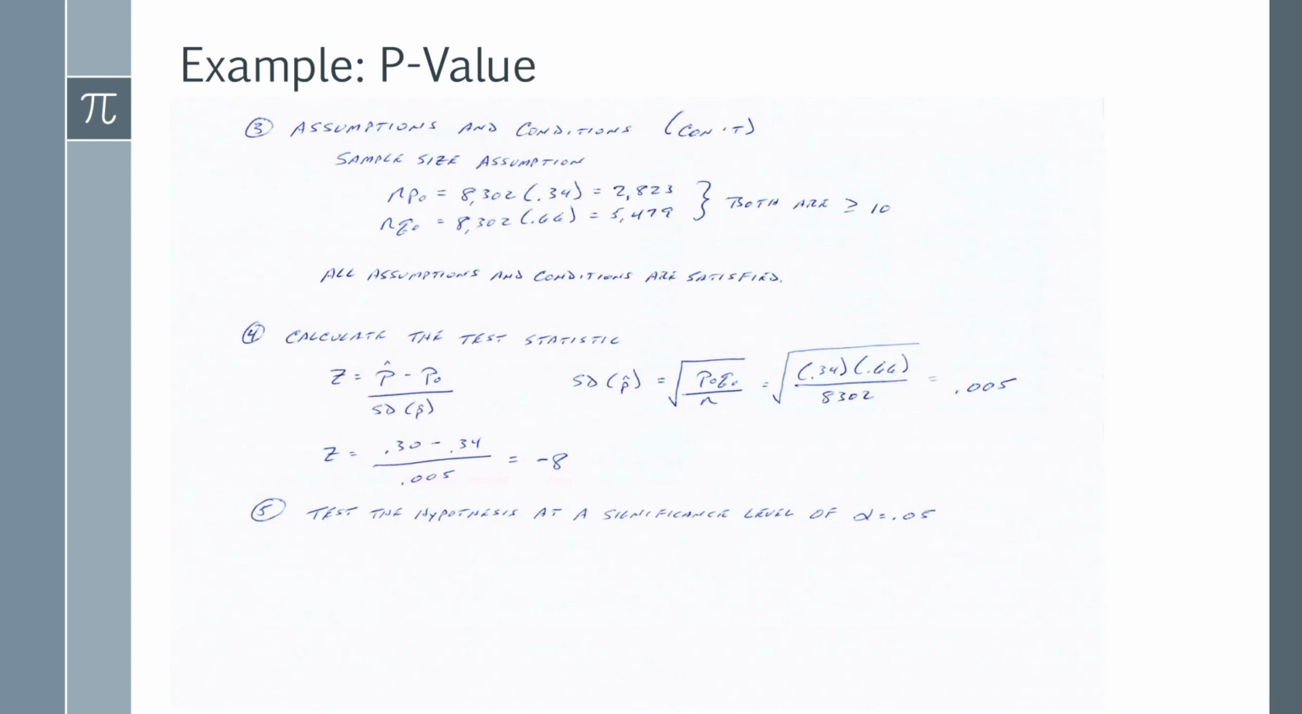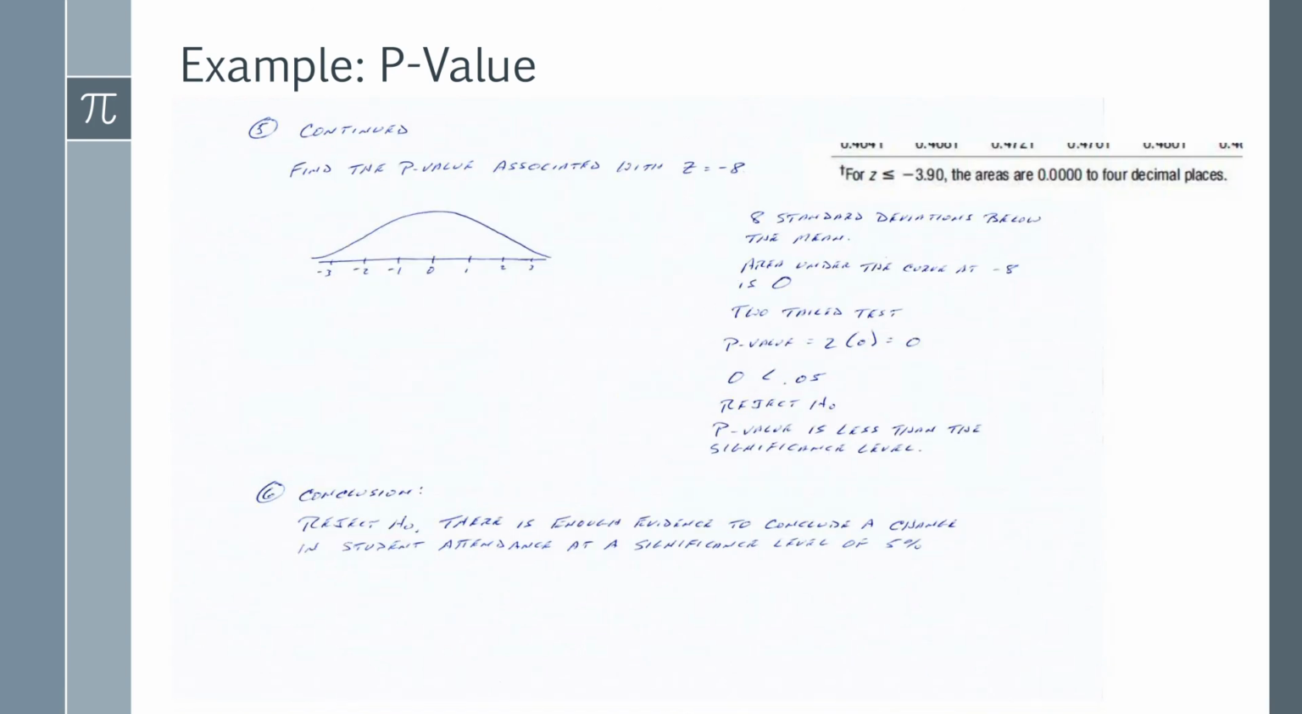Okay? So now, let's test the hypothesis at a significance level of alpha equal to 0.05. What we want to do here is find the p-value that is associated with a z equal to -8. Or to phrase it another way, we want to know the area under the curve that's associated with a z equal to -8. Now, -8 means that we are 8 standard deviations below the mean. If you remember, when we were talking about our normal model, anything outside of 3 is considered to be unusual. Anything that is 8 standard deviations below the mean is going to be extremely unusual.